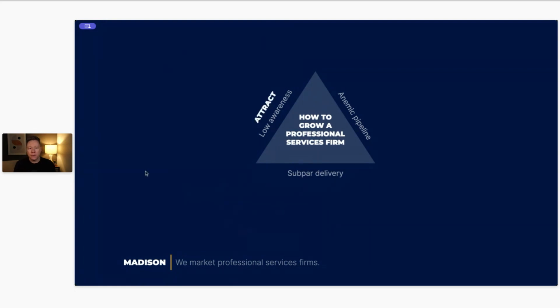So how do we solve for that? There are three key pieces: attract, convert, and deliver. So attract, we clarify your point of view. We try to codify aspects of that point of view into compelling frameworks. We then translate that into authority marketing content. Our focus is on short form, and we can talk about why that is, either during Q&A or offline.